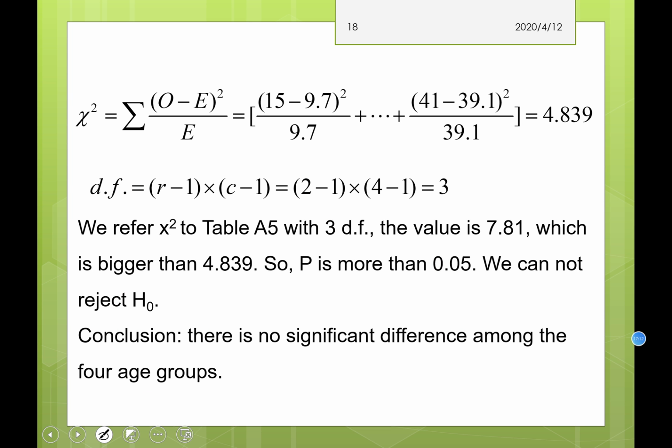And then you can use the formula for the chi-square value to get the test statistic. For each cell, we need to calculate this number: the observed frequency minus its expected frequency, squared, and then divided by its expected frequency. So for O11, the number is 15, its observed frequency, minus 9.7, that is its E11, squared, divided by 9.7. So we need to calculate 8 numbers and sum them up.